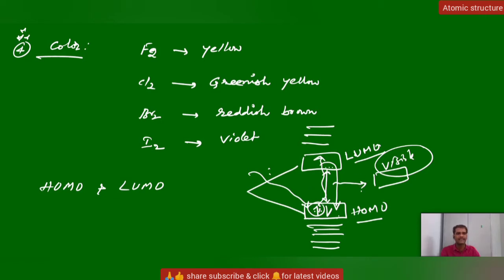If low energy is absorbed, high energy is emitted. If low wavelength is absorbed, high wavelength is emitted, like that. So it depends on the gap. If the gap is minimum, you can see more intense color. If the gap is more, we can see less intense color.